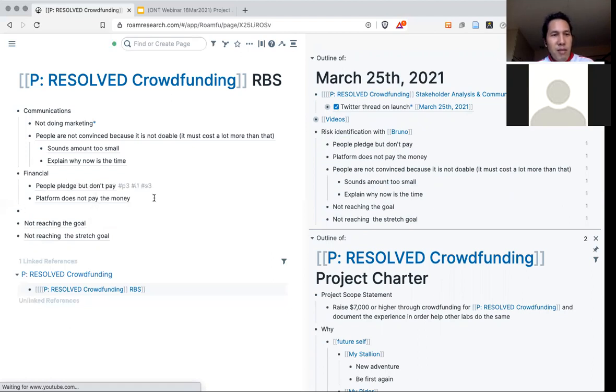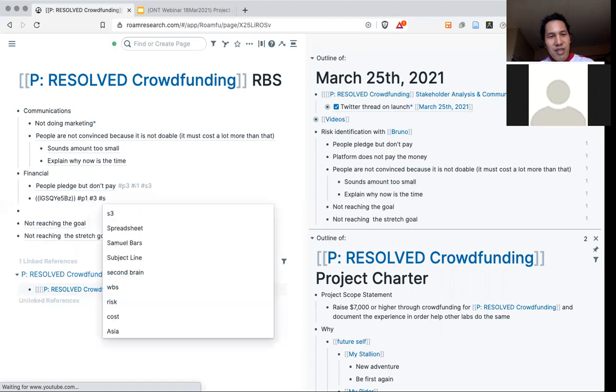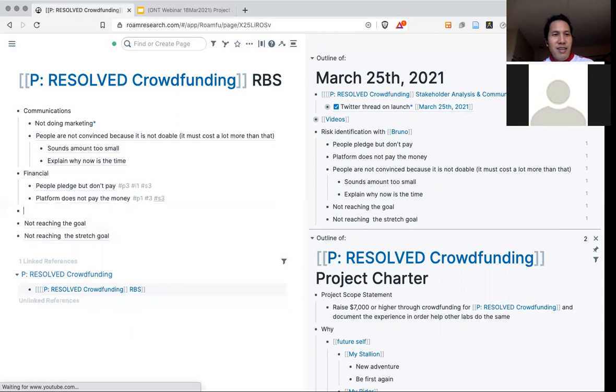Okay. Platform does not pay the money. I don't think it's probable, I think it's very low. So probability 1. But of course, the impact would be terrible, so it will be I3. Yes. I always forget the I, impact.